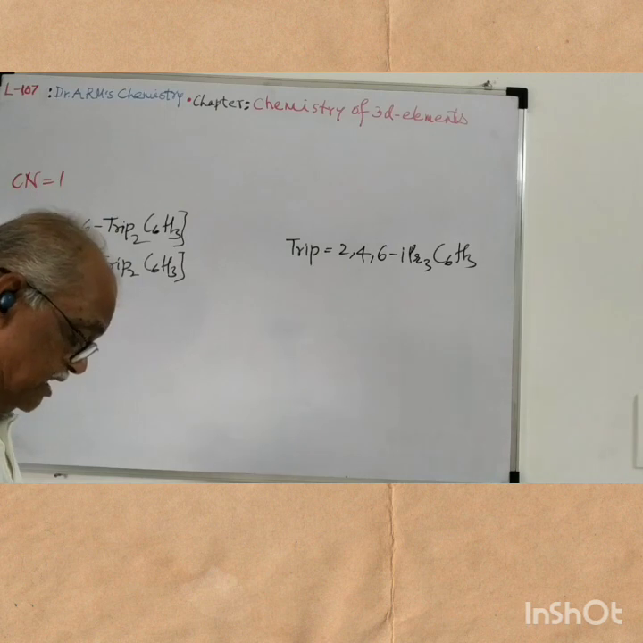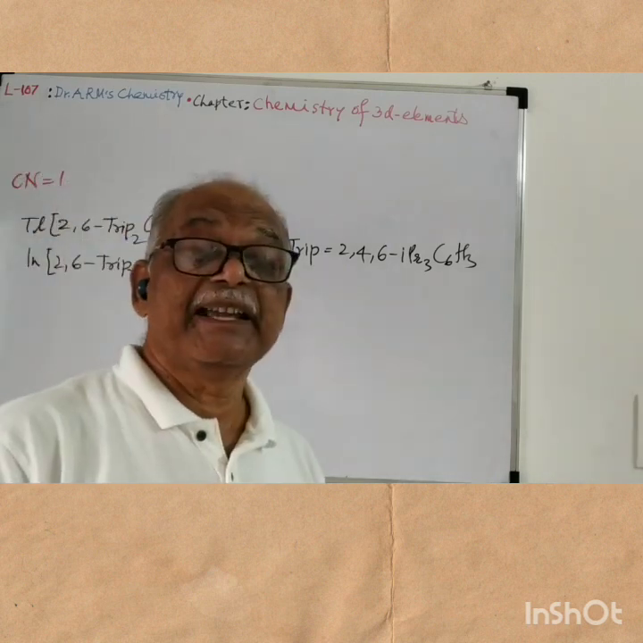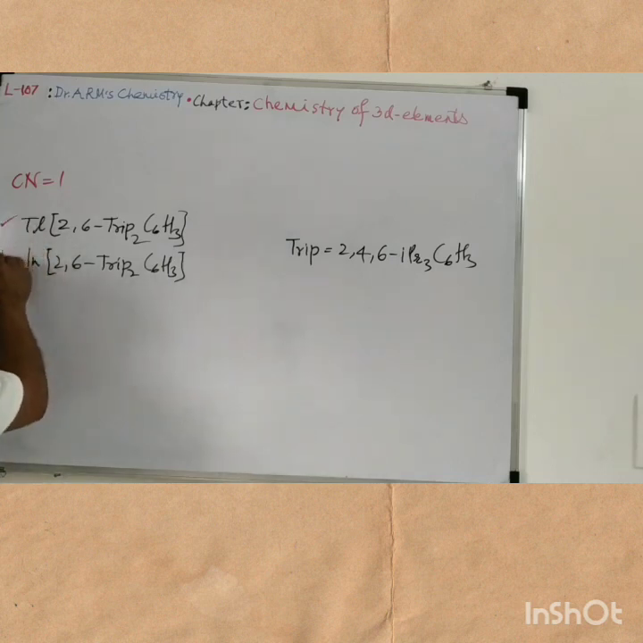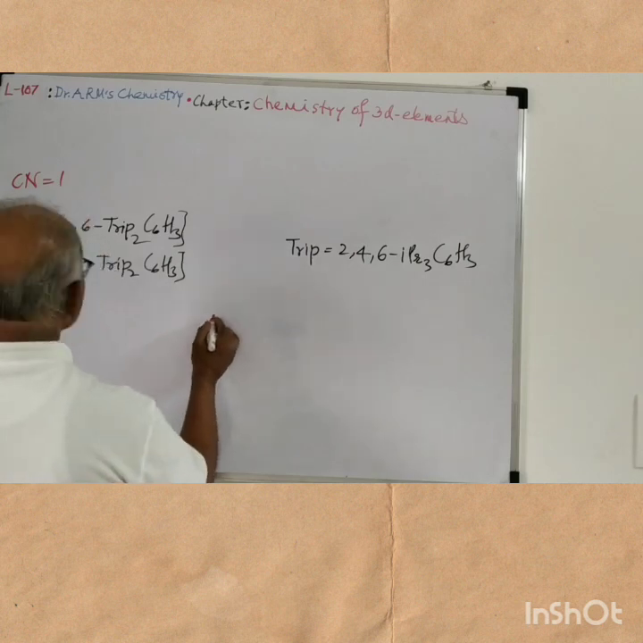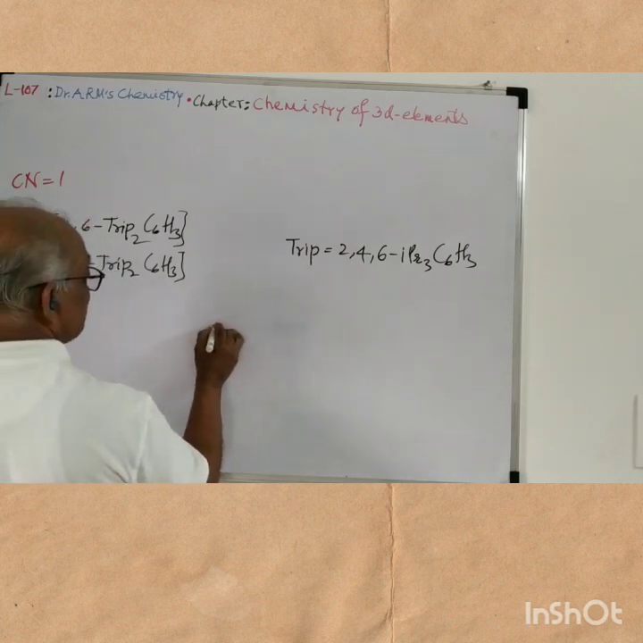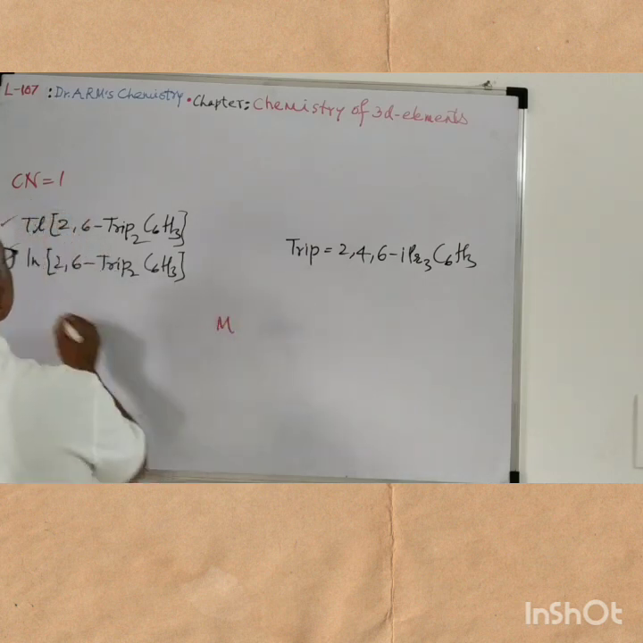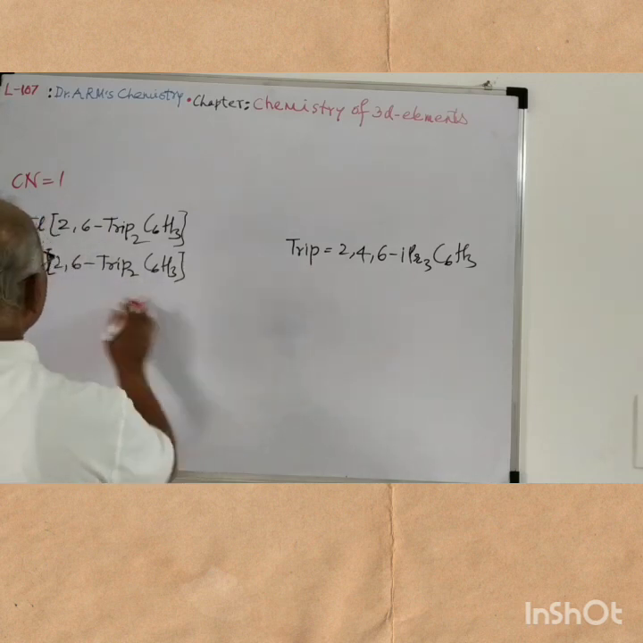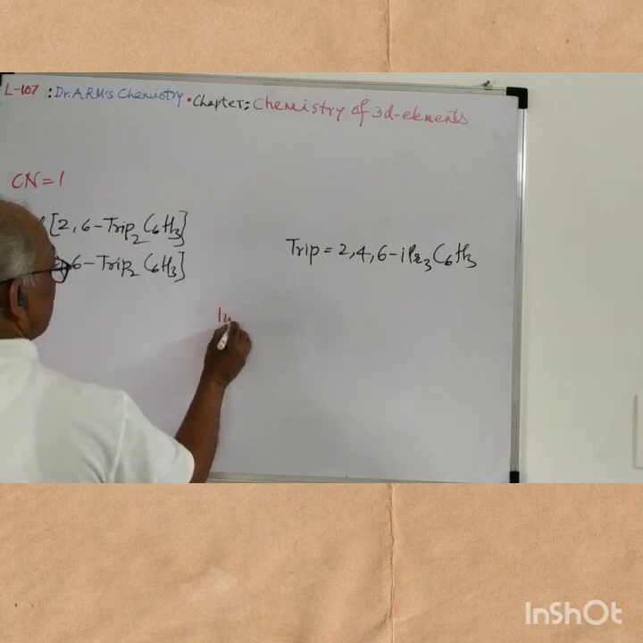Such type of examples are rarely found, and these are the 2 examples. Now we will see how this structure is. For example, let us take this metal, that is M. You can have any metal, or we will take a specific example of iron.